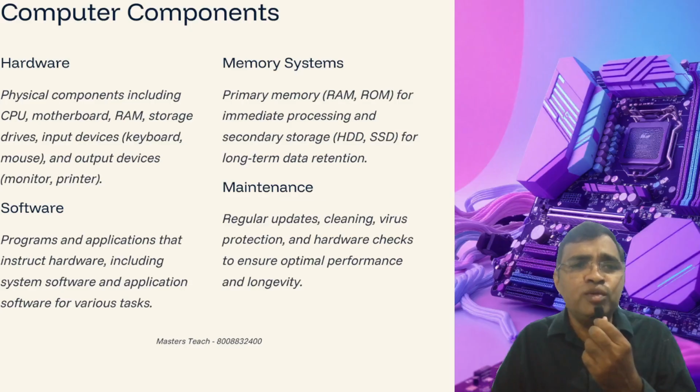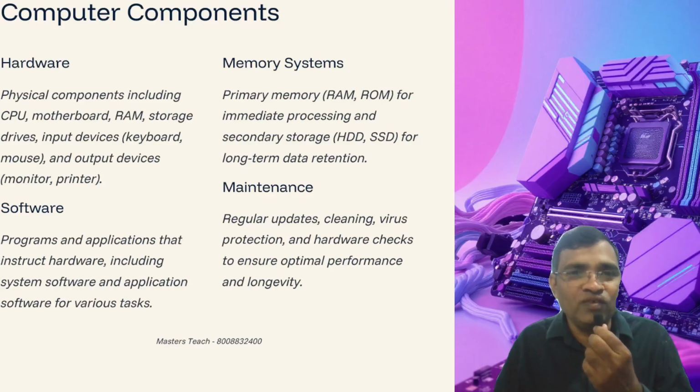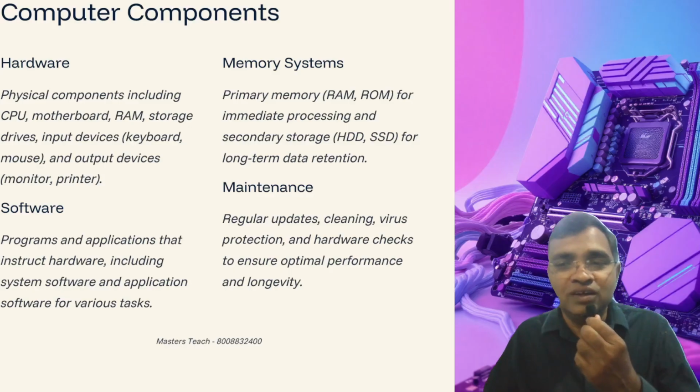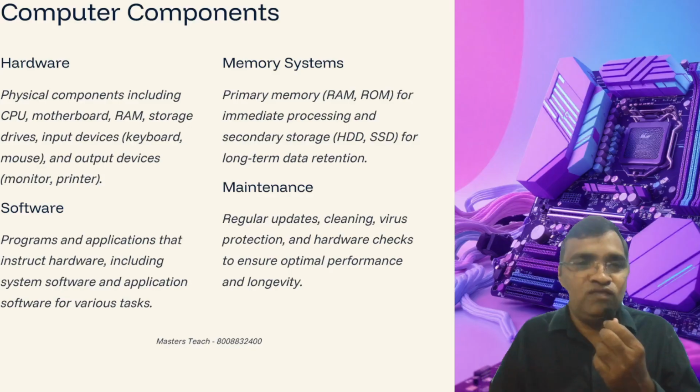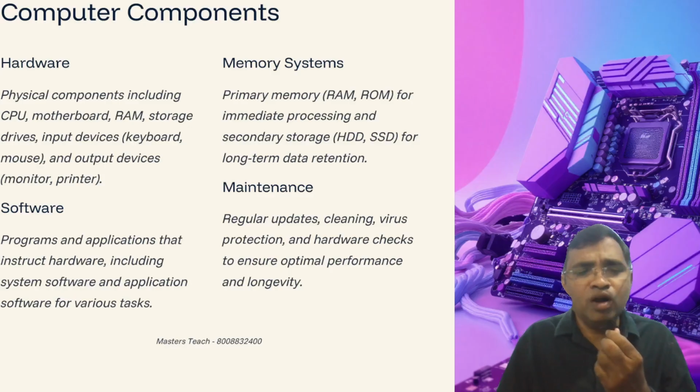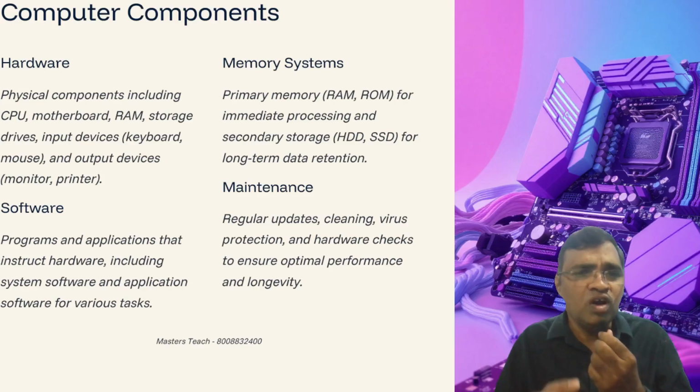Then what are the computer components? We have been studying this from childhood. Input devices, output devices, hardware, software, memory devices, and maintenance. What is hardware? The equipment we can touch and feel, the physical components like the CPU, central processing unit, motherboard, RAM, and storage devices. Input devices are the keyboard and mouse, and output devices are the monitor, printer, etc. These are called hardware.